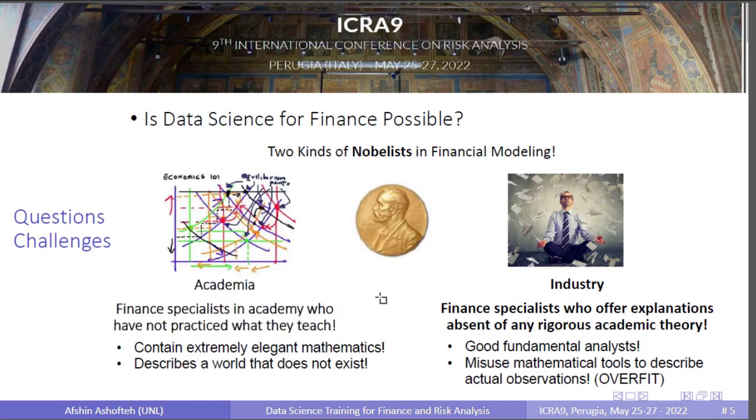So my first point concerns the unsuccessful experiences of academia and industry to train good data scientists for finance. In fact, academia is training data scientists who are extremely elegant mathematicians, completely able to describe a world that does not exist. And on the other hand, the industry and business schools train data scientists capable of overfitting their models to their fundamental ideas. And both have problems and don't work.